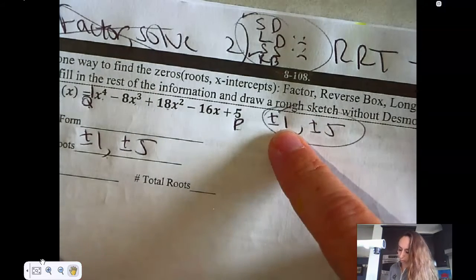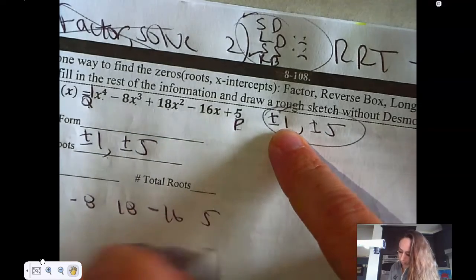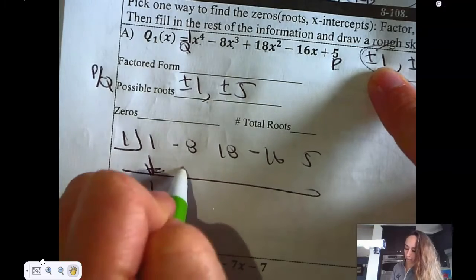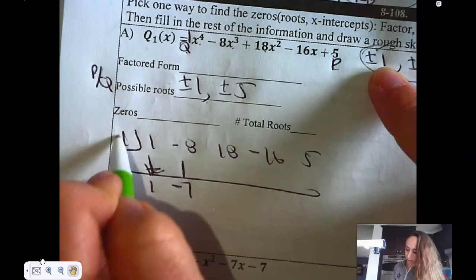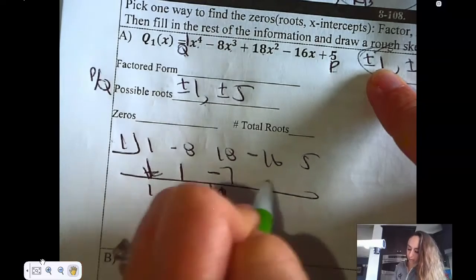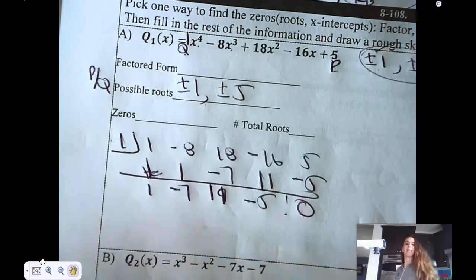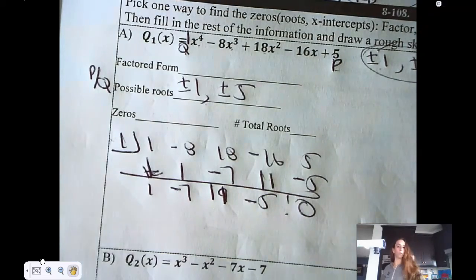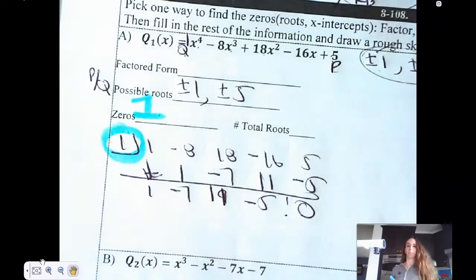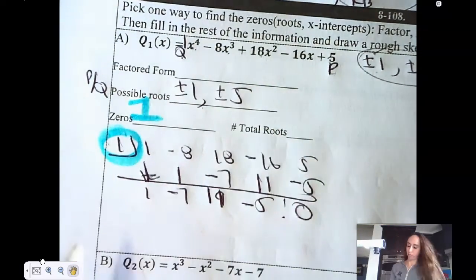So I'm going to try 1 first. 1, negative 8, 18, negative 16, 5. Okay? What do? Bring down the 1. Diagonal, vertical. Diagonal, vertical. Oh, 11. Diagonal, vertical. Diagonal, vertical. Look at that. I got one of the roots. So one of the roots is 1. There are 4 roots. I got one of them. That means I have 3 left.